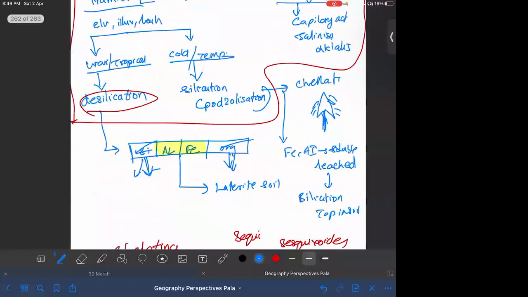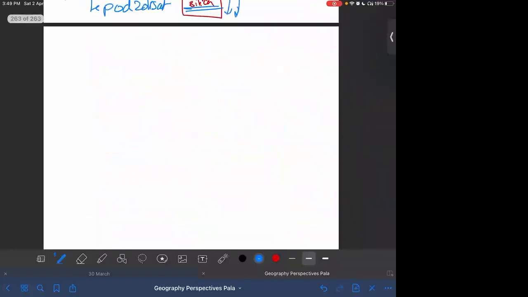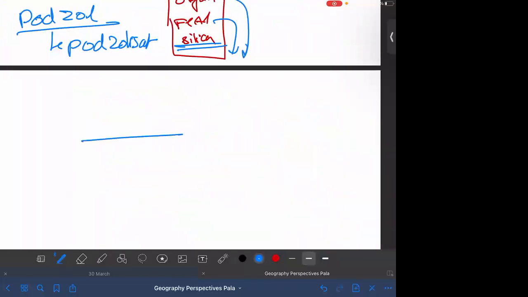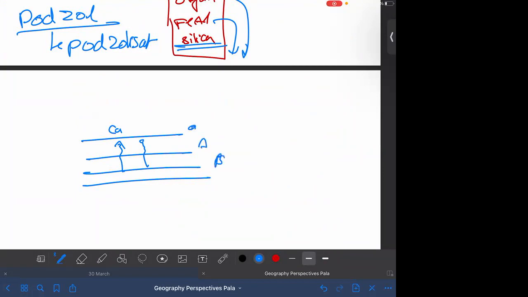So here what is happening? There are different layers, and from the lower layer, calcium is rising up. So the calcium that is found beneath is rising up, and the calcium concentration or salinity, salt concentration, on the topsoil is increasing. Okay, and that is not very good, but anyhow we will see.